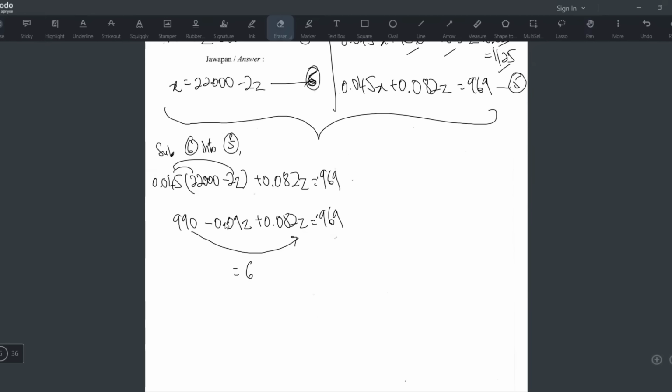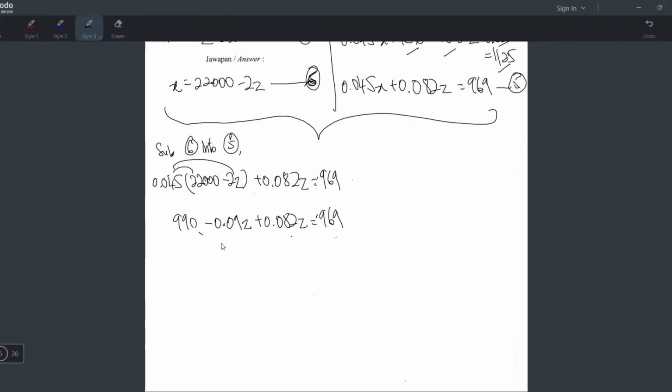Okay, then I will move it here already. Okay, can also move here also can. Yeah, 969 minus 990 will be negative, right? Yeah, so you get negative 21. And then what about this? Negative 0.09 plus 0.082. Okay, let's press the calculator. Okay, my calculator gives me 8 times 10 power negative 3.